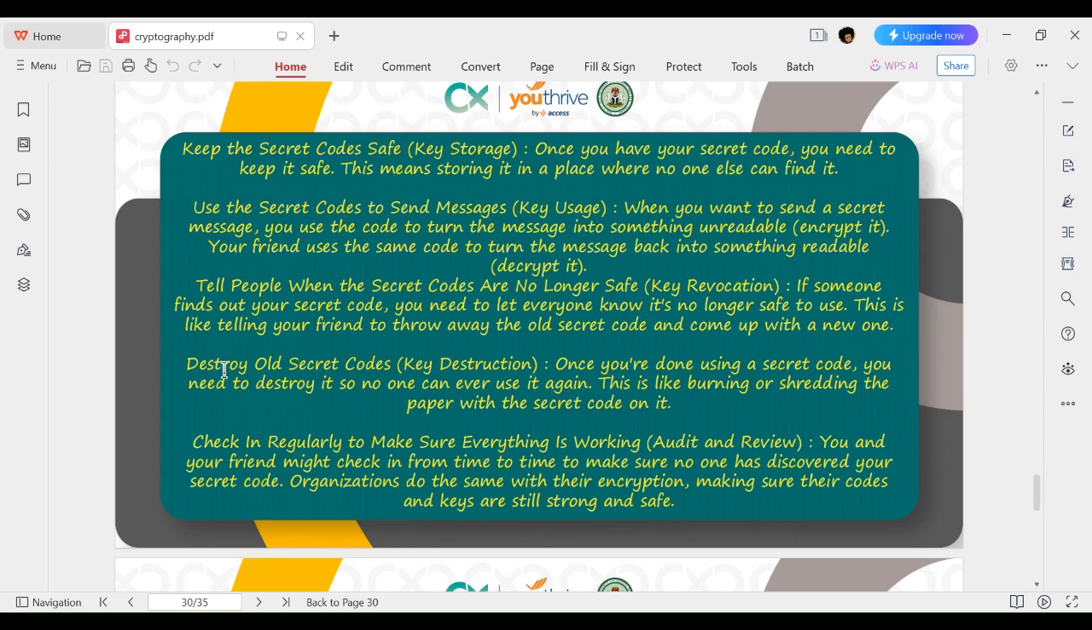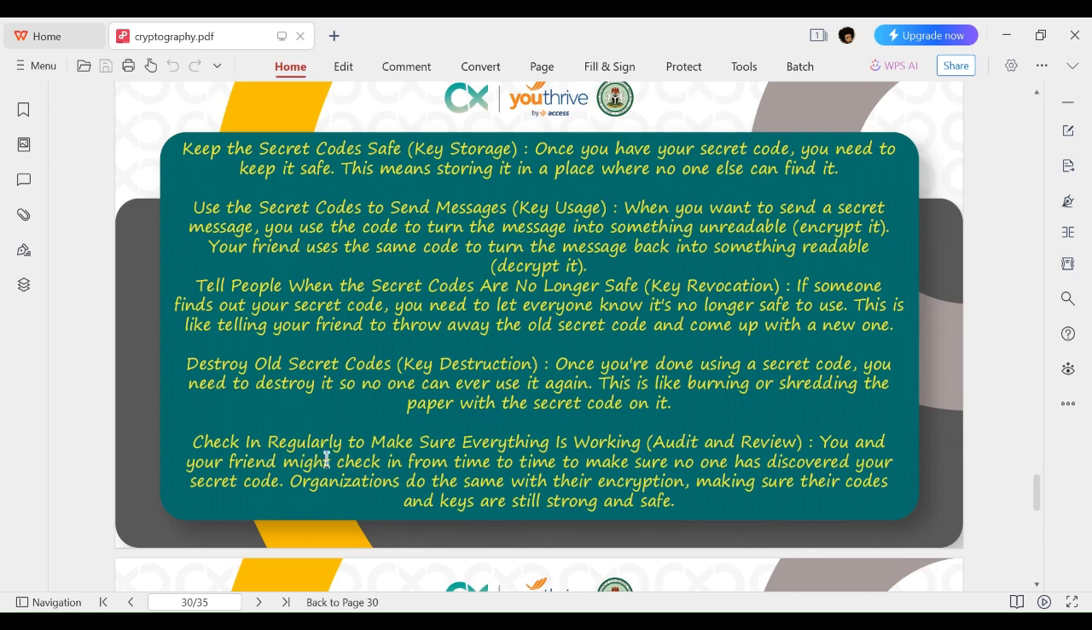So the next stage is key destruction. Once you are done using a secret code, you need to destroy it so no one can ever use it again. This is like burning or shredding the paper with the secret code on it.